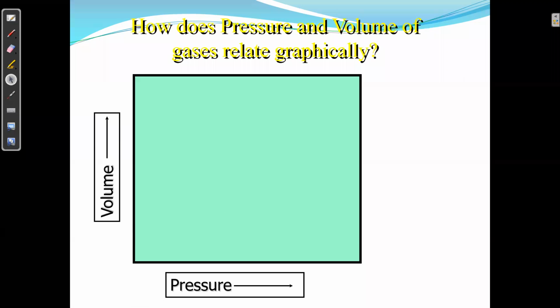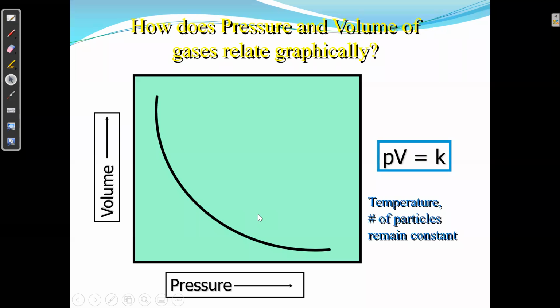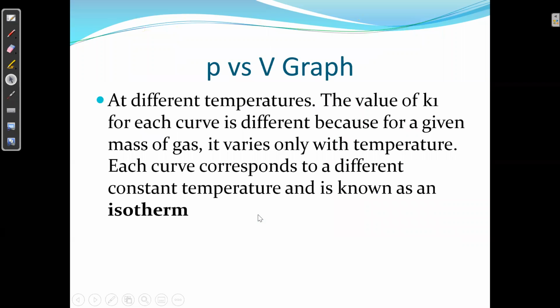How do pressure and volume of gases relate graphically? Actually they are inverse to each other, so the graph will come in this form only. This is the graph between pressure and volume, a graph for Boyle's law at constant temperature and amount of gas. So this is the P versus V graph, at different temperatures the value of K, the constant, changes. You can see the graph.